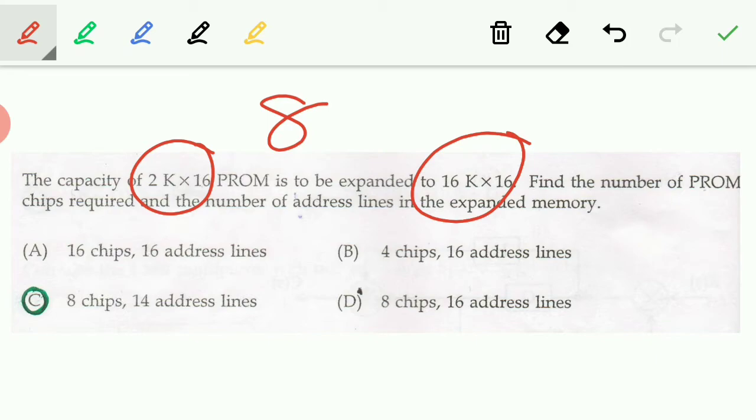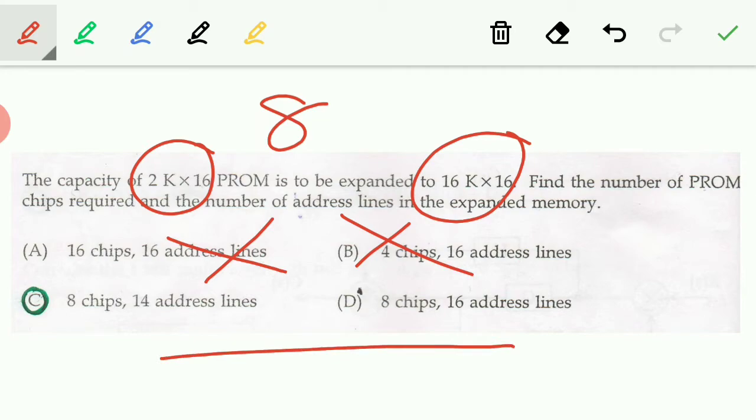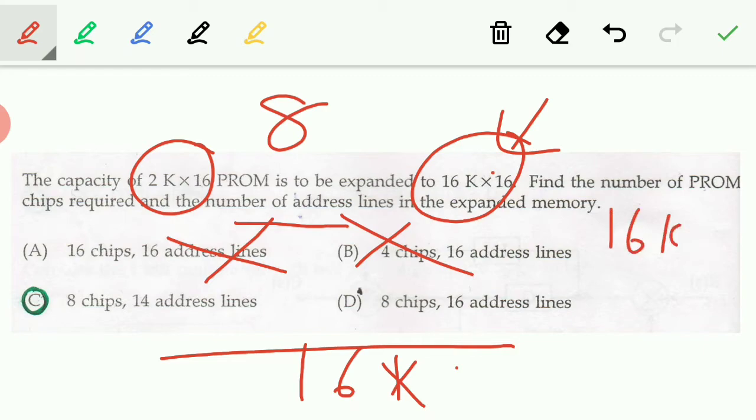Right? So the only option should be 8 chips. I need 8 such 2K cross 16 chips to get a 16K cross 16 memory. What they ask next is the number of address lines in the expanded memory. This is my expanded memory, right? So what is my expanded memory? 16K cross 16 is my expanded memory.